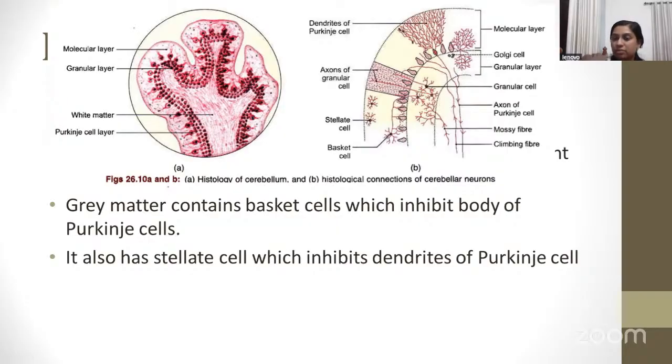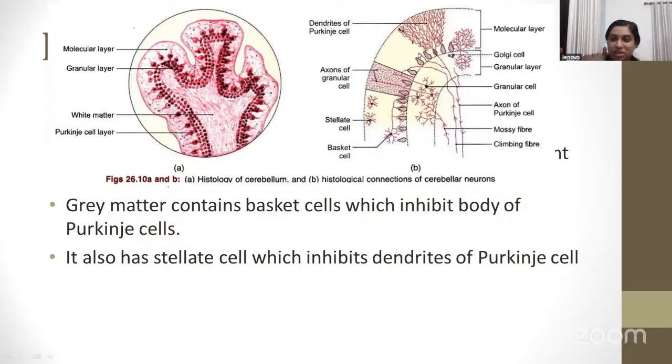And in the middle layer, we can see only the cell bodies of the Purkinje cells. And beneath that, we have the granular layer. In the granular layer, we can see the granular cells, and the axons of the granular cells are seen projecting into the molecular layer. Okay. And also from the deeper intracerebellar nuclei, we can see the mossy fibers and climbing fibers; they also reach the molecular layer of the cerebellar cortex.